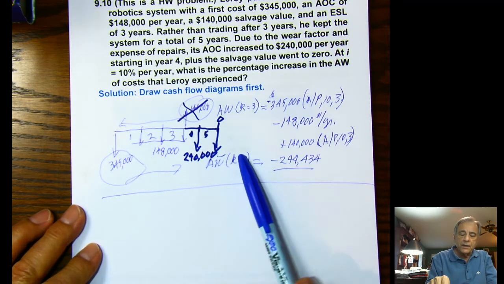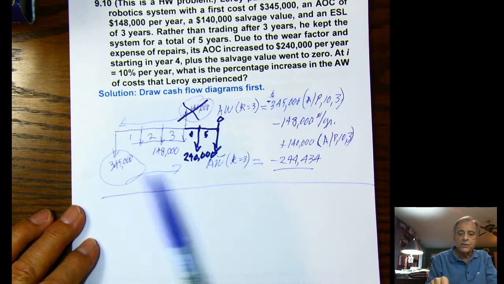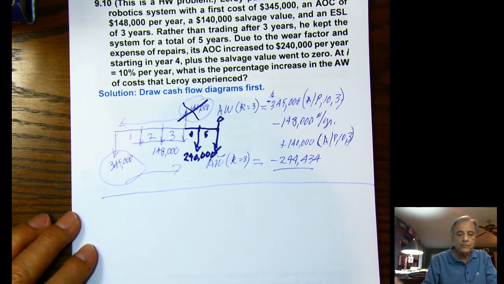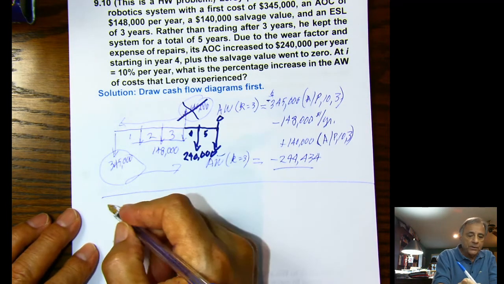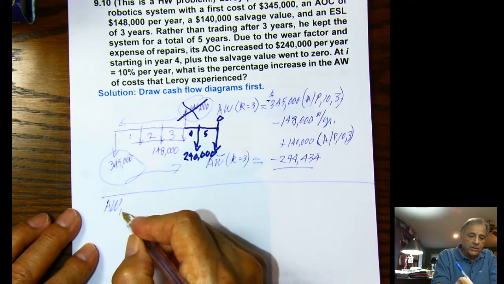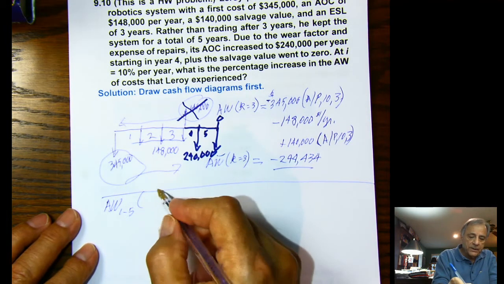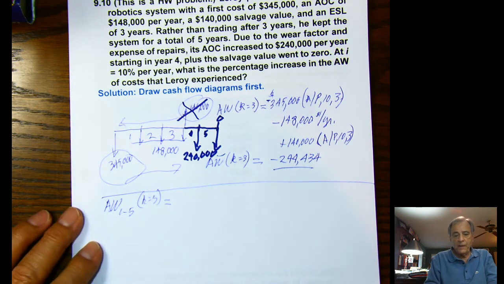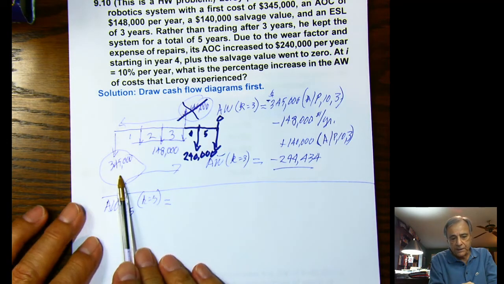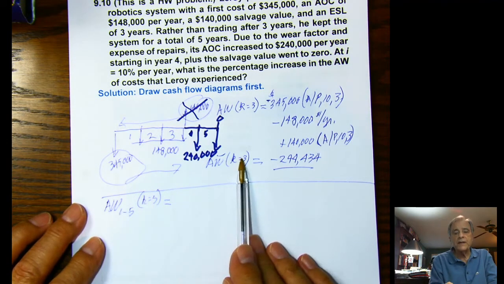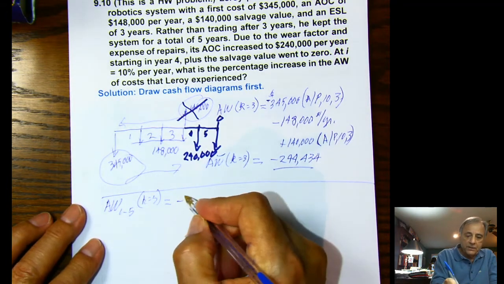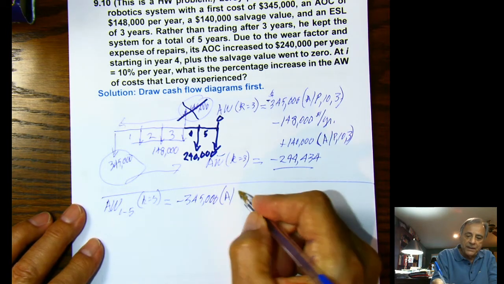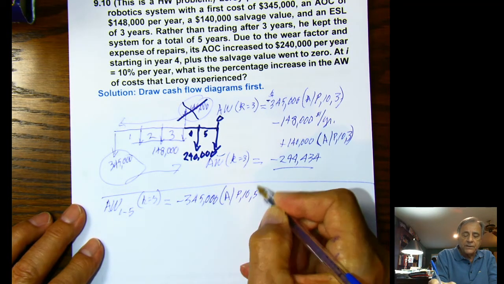So we've got to somehow make that into a uniform series to compare it with this one. So I'm going to say the annual worth from years 1 through 5 of this, K equal 5, will be equal to the following. Well, what we're going to do then is take this 345,000 and spread it over 5 years instead of 3 years. So that's going to kind of spread it thinner, so that number is going to be smaller, A given P, 10% for 5 years.